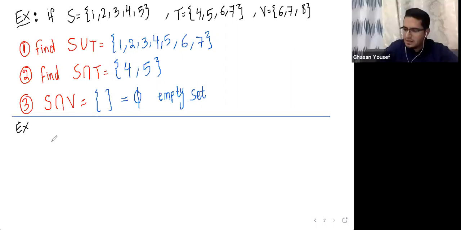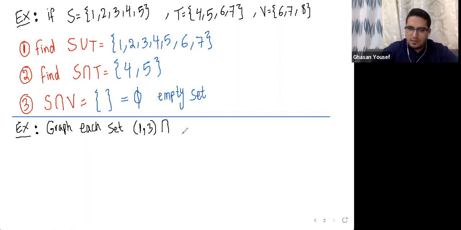Okay, the example is graph. Yes, this is a question here. Graph each, similar to the sign here. It's not exactly the same, but similar. Graph each set. If I have the open interval 1 to 3, intersect the closed interval 2, 7.